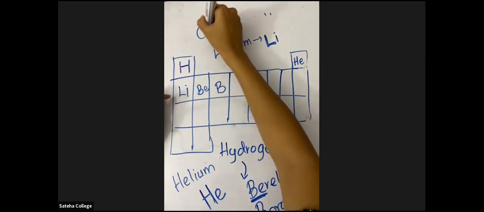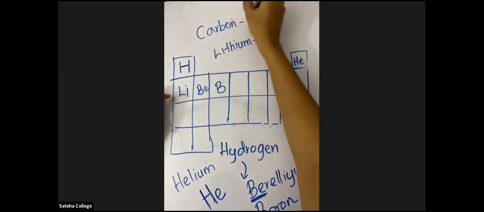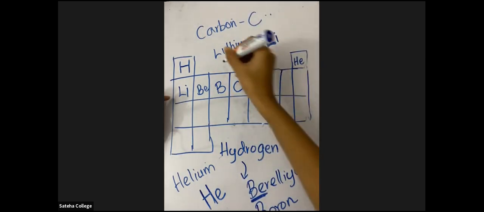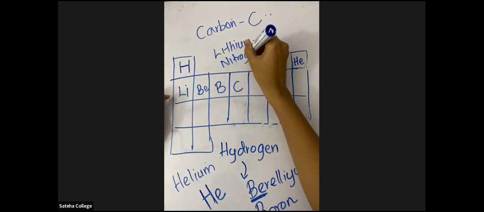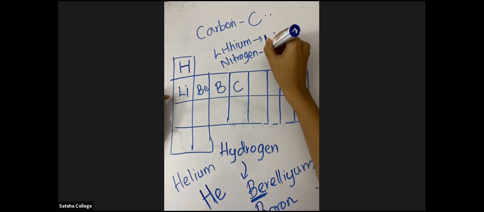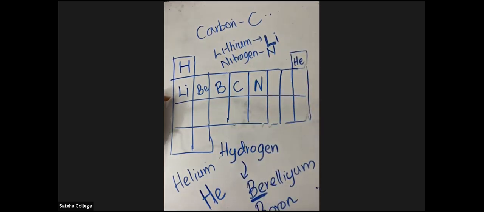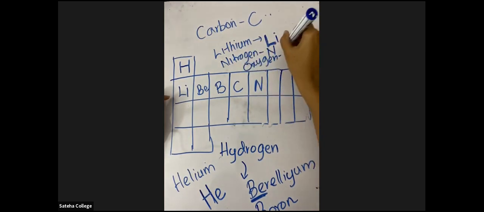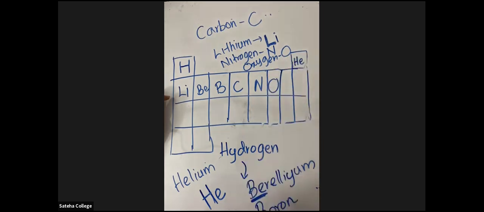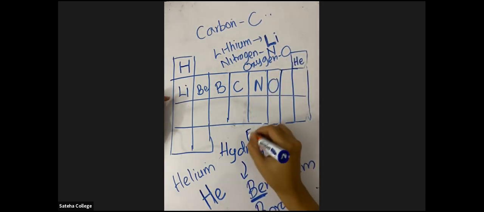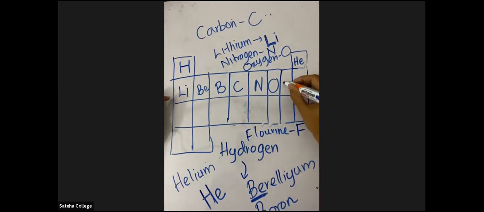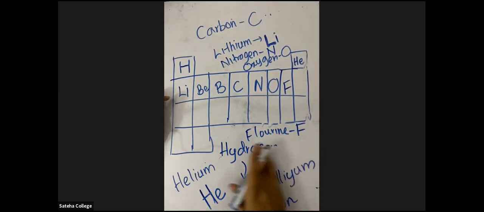Then next one, carbon. You use the first letter, capital C. Next one, nitrogen. You use the first letter, capital N. Then oxygen, capital O. Then fluorine, capital F. Then neon.